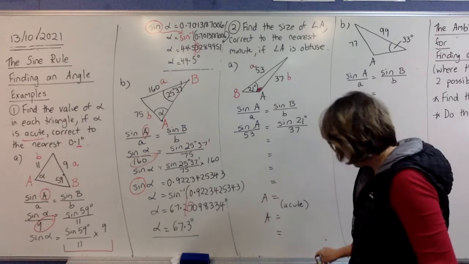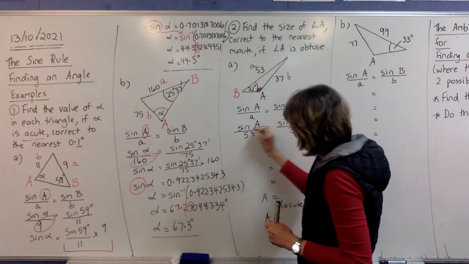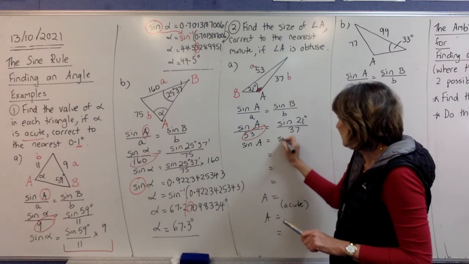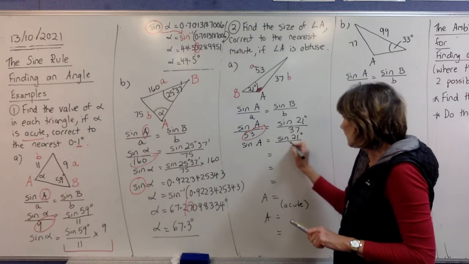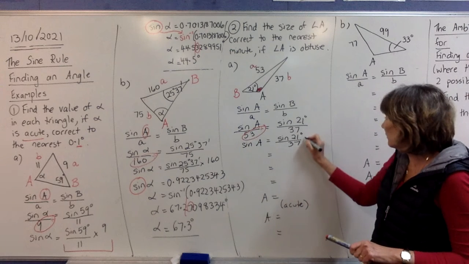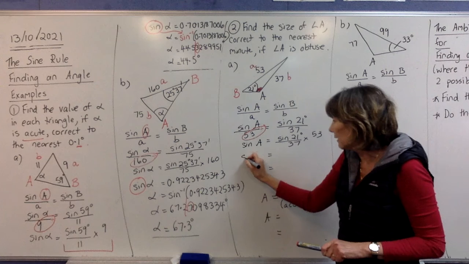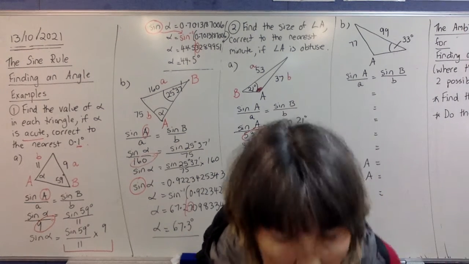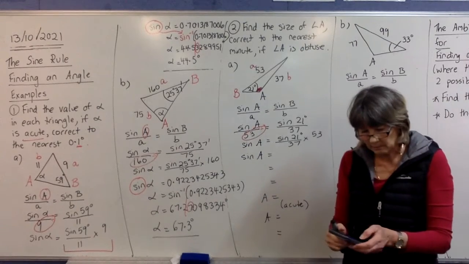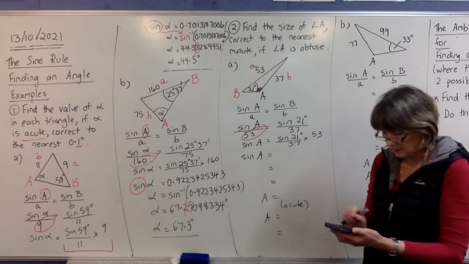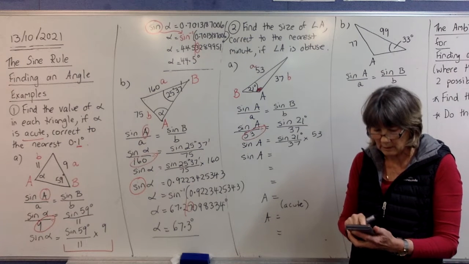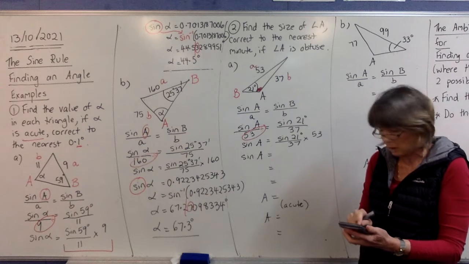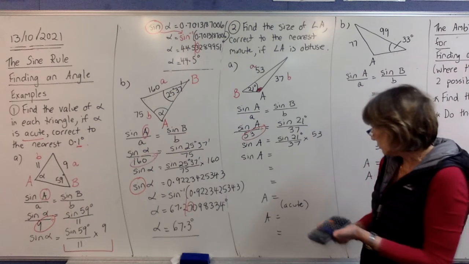All right, so we're getting rid of the divided by 53. So we come over here and we have sine A equals sine 21 degrees over 37. Now we're doing the opposite of divided by 53, that's times 53. Now let's work it all out on the calculator and see what we get. You can do this yourself now. Press the fraction key, sine 21, close the bracket, down arrow 37, right arrow times 53 equals, you should get this.